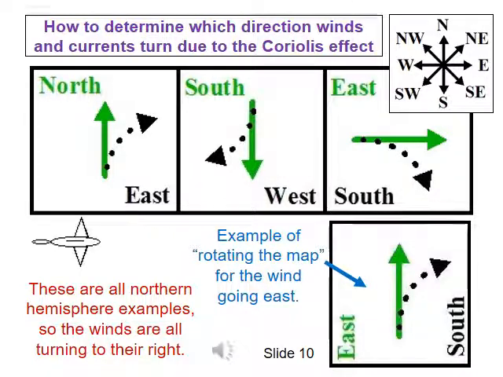To get questions like these correct every time, rotate or turn the map so that the wind, the green arrow, is pointing away from you. Then your right and the wind's right will be the same, and you can draw an arrow going to the right of the green arrow.